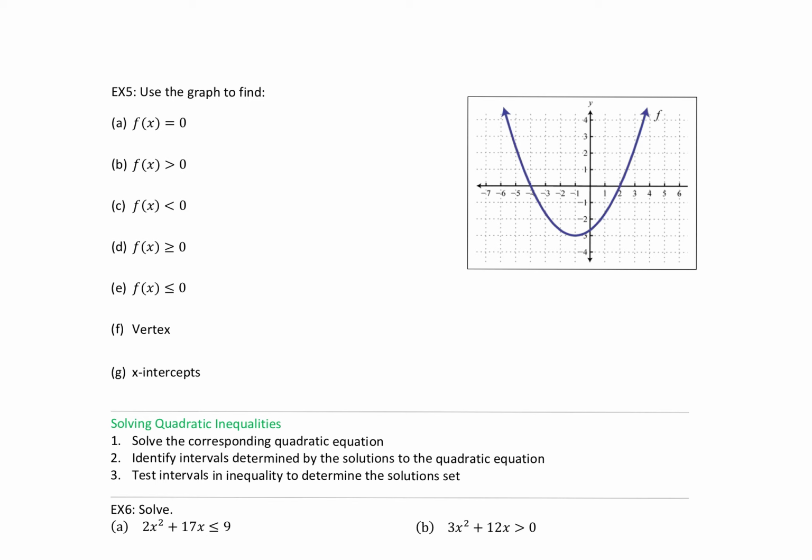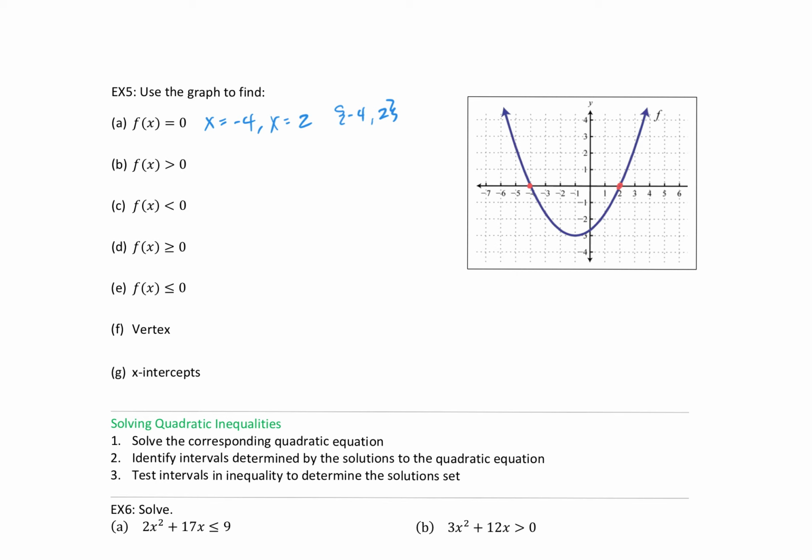In example 5, we're going to use this graph to find a bunch of stuff. And yes, I know I have another example 5. We're going to use the graph to find f of x equal to 0. So that says find x values so that y is equal to 0. You look on the graph, it looks like it would be -4 and +2. So x is equal to -4, x is equal to +2, or as a solution set, -4, 2. So those are the two x values that make this function equal to 0.